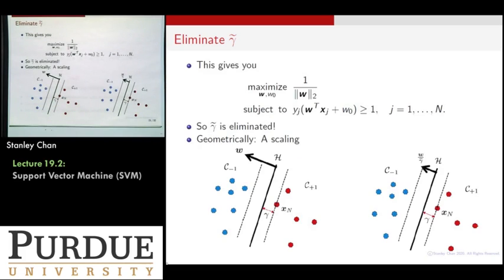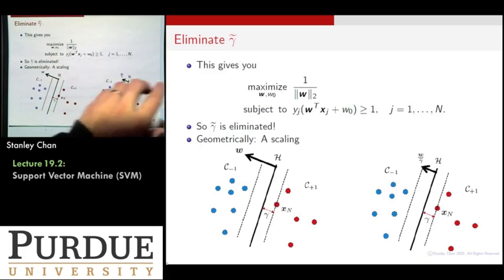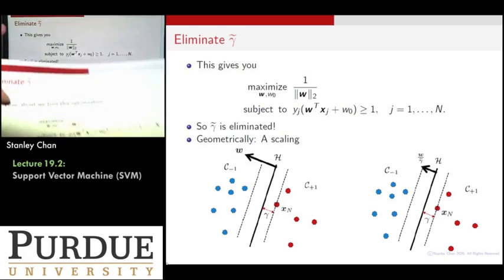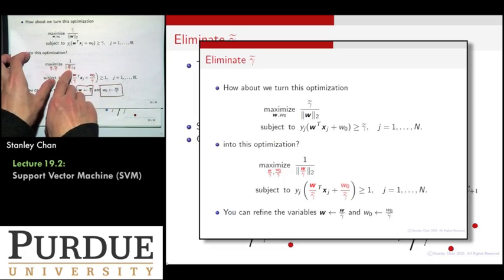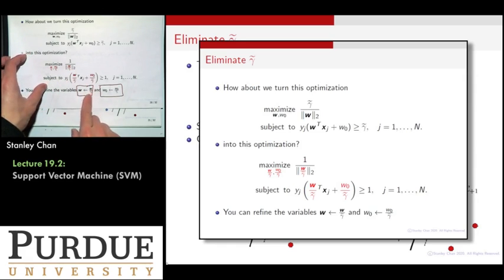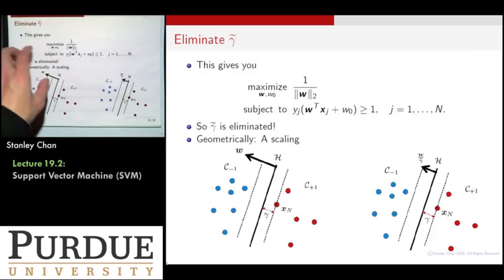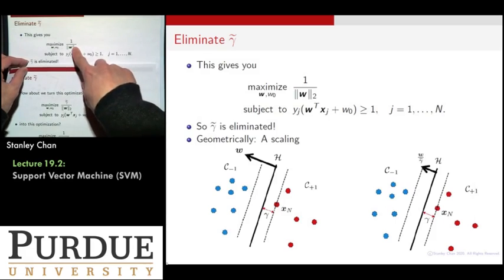So that goes to a very interesting step. If you rewrite this problem, which involves W divided by gamma tilde, and you replace all these ratios by just W, then the problem would become this.